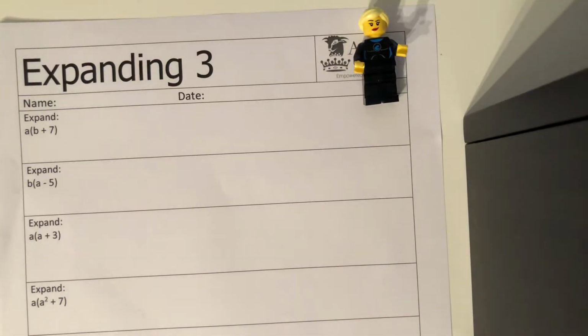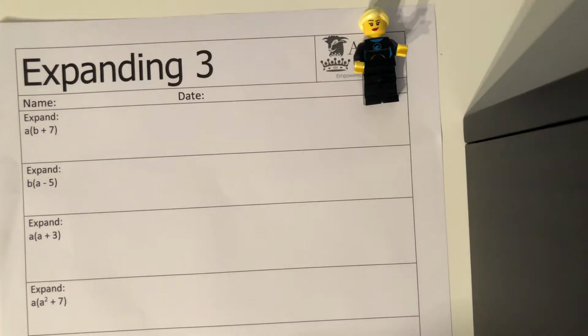Okay, we're going to be continuing with expanding algebraic brackets. The idea is after last lesson we've got an idea what it means to multiply our brackets, or expand. The idea being that everything on the outside of the brackets gets multiplied by everything on the inside of the brackets. Why do we do that?